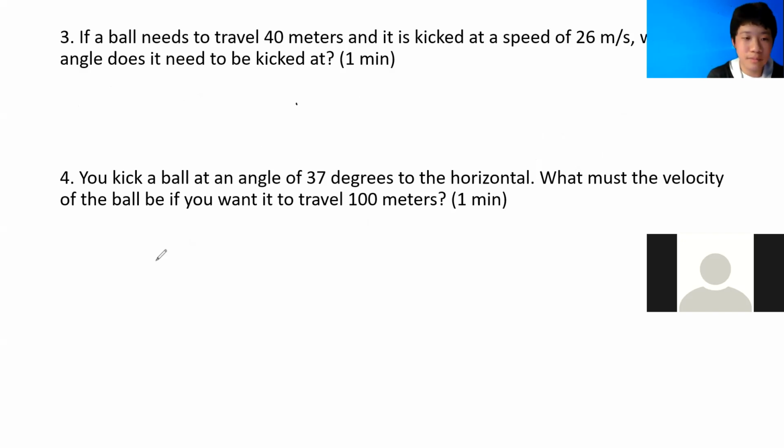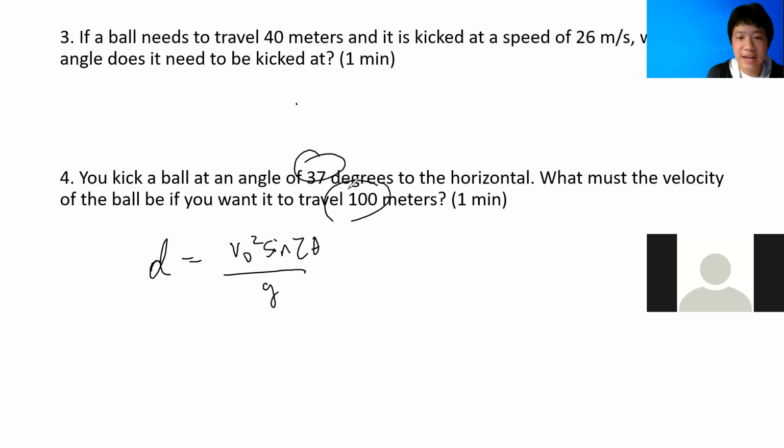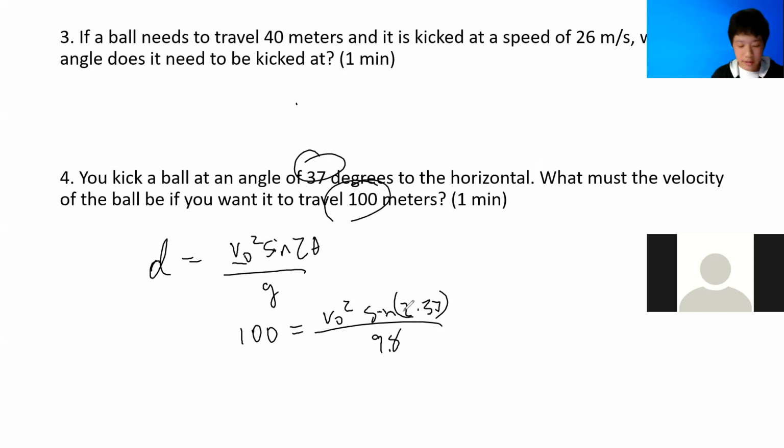So now the second one, I'm going to use the range formula again. D equals V0 squared sine of 2 theta over G. So what's this going to be? We're going to have an angle, and we have our displacement, and we're going to try to solve for our velocity. So just plugging this in, we're going to have 100 equals V0 squared sine of 2 times 37 over 9.8. Now solving this, I'll do 100 times 9.8 divided by the sine of 2 times 37 and take the square root of that. 31.92 meters a second. 31.93 actually.